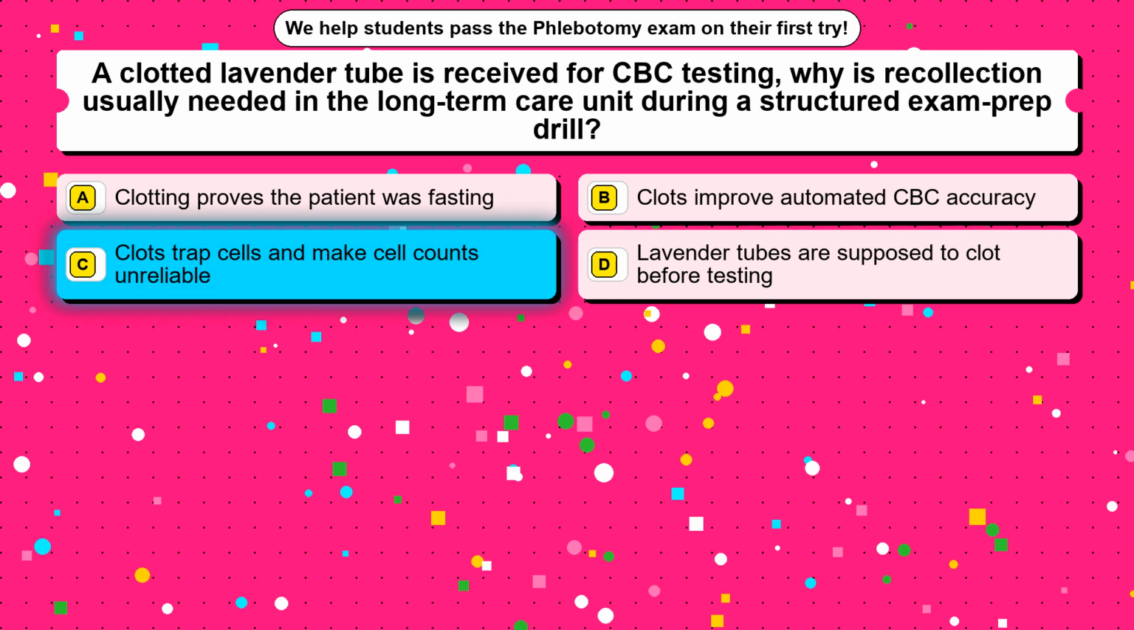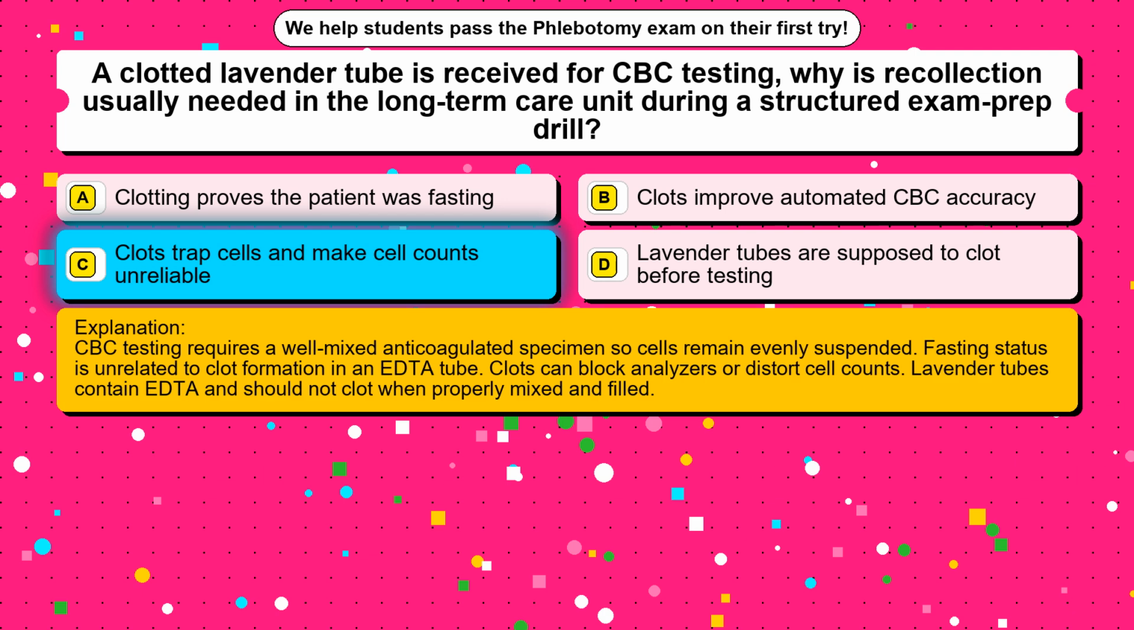Clots trap cells and make cell counts unreliable. CBC testing requires a well-mixed anticoagulated specimen so cells remain evenly suspended. Fasting status is unrelated to clot formation in an EDTA tube. Clots can block analyzers or distort cell counts. Lavender tubes contain EDTA and should not clot when properly mixed and filled.